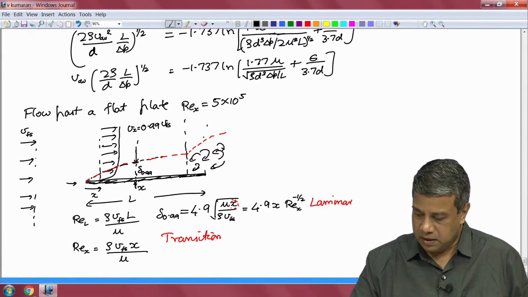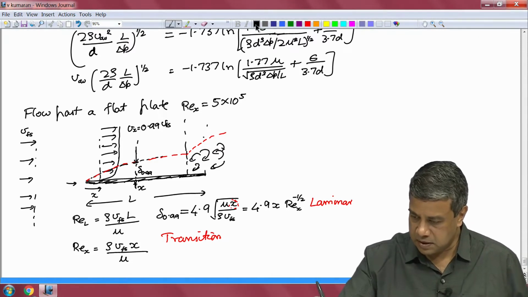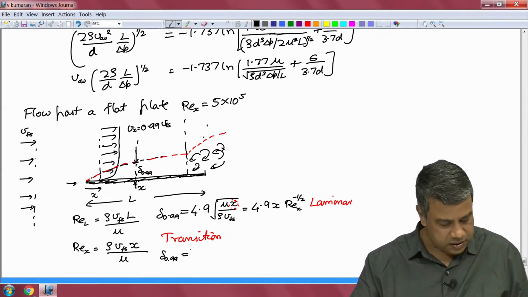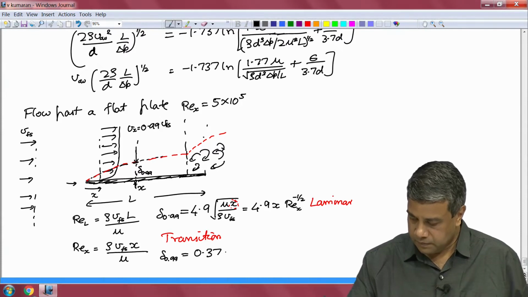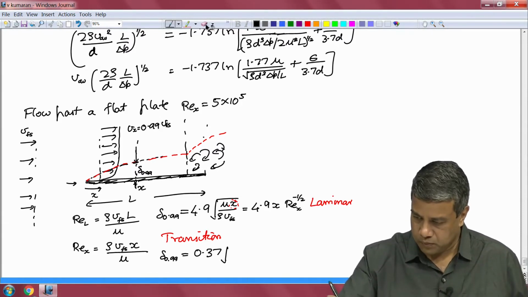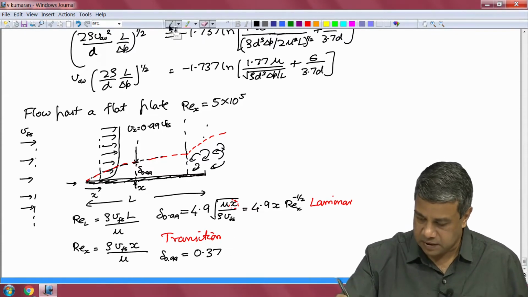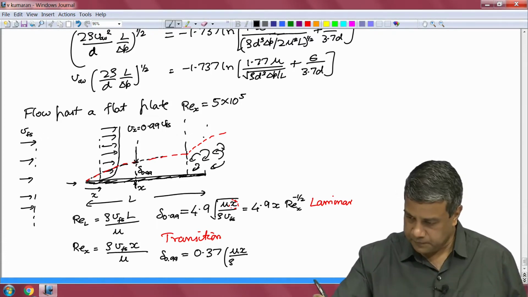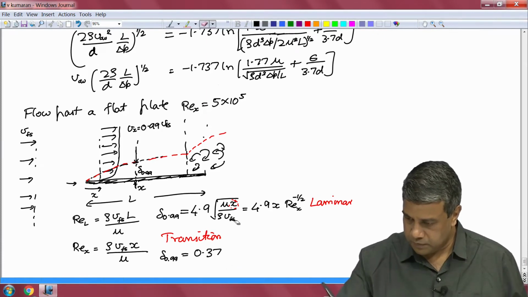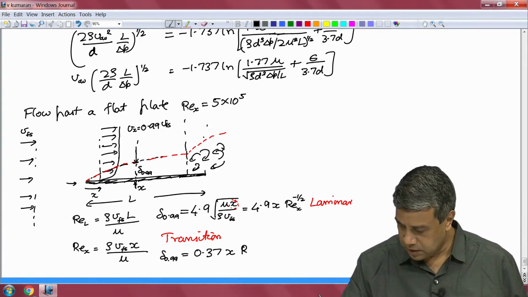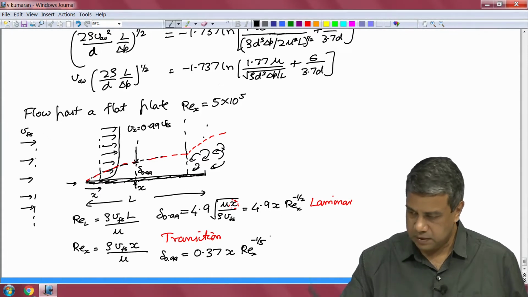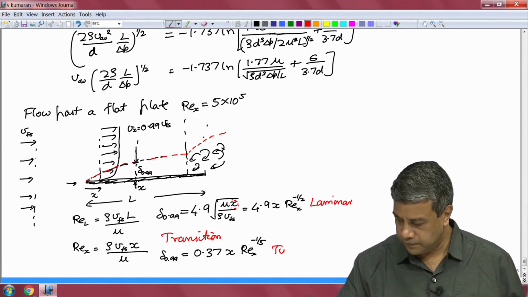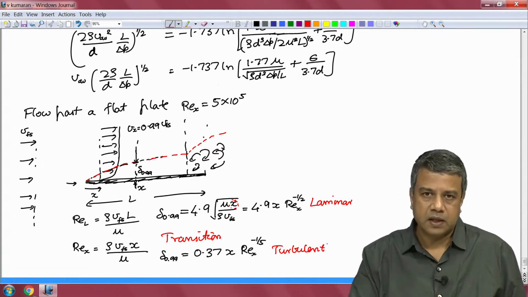And in this region the boundary layer thickness increases as a different power. The distance at which you reach 99% of the free stream velocity goes as x into Re x to the power minus 1 by 5th. This is for a turbulent flow.